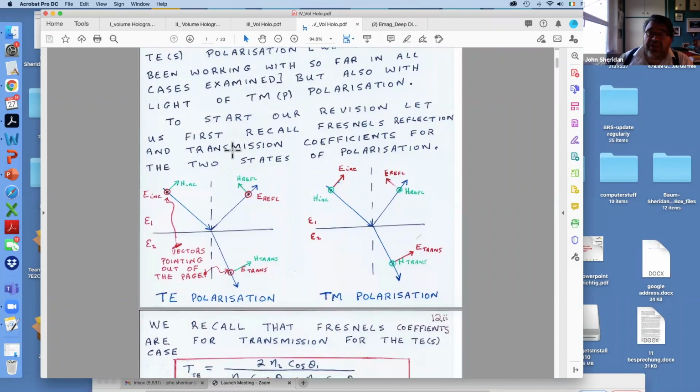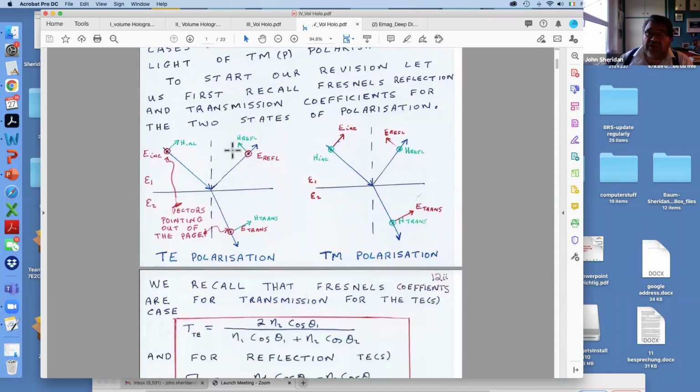To start our revision, let's first recall the Fresnel reflection and transmission coefficients. Again, I'm assuming you have seen stuff like this before. This isn't going to come as some big surprise, but I know you met it in a course a while back, so it's good to revise it to remind you what's going on.